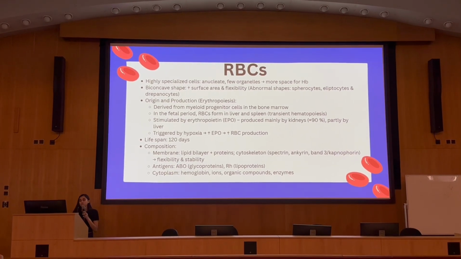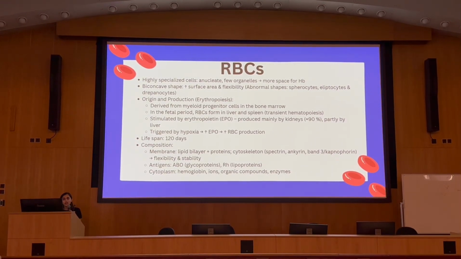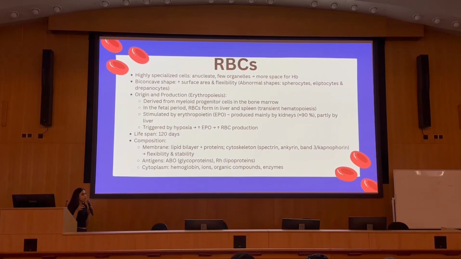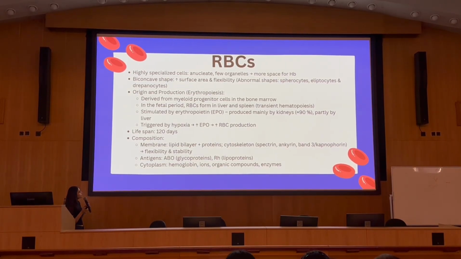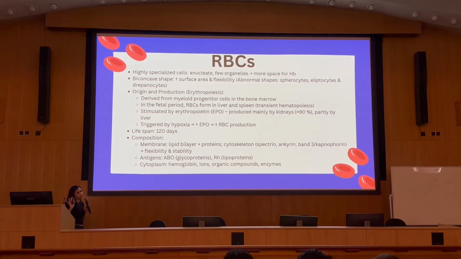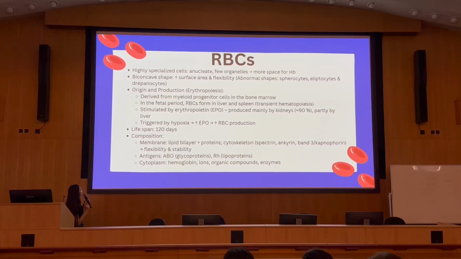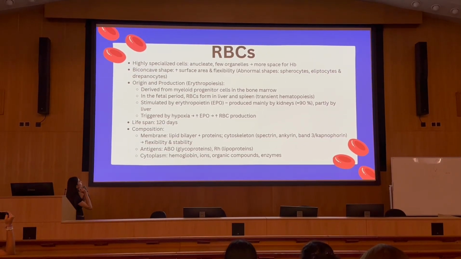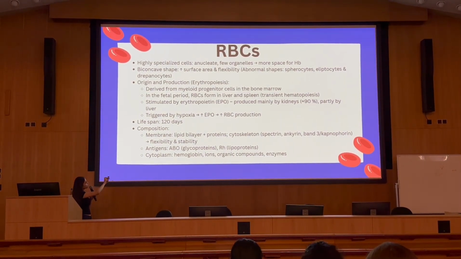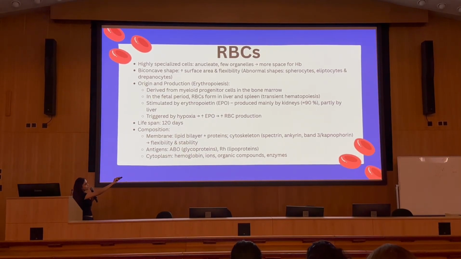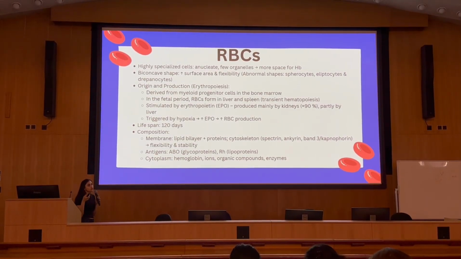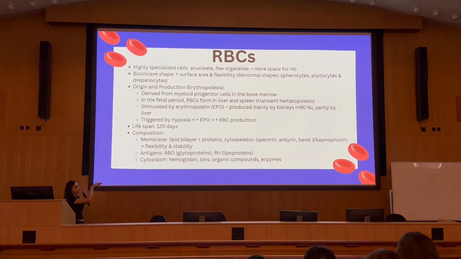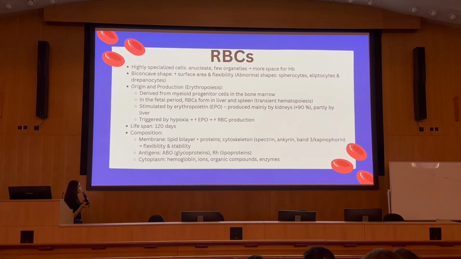Erythropoietin is a hormone that is produced by the kidneys, around 90%, and partly by the liver, and it is also produced by the liver as a major organ during the fetal period. This is not very important, but I was asked a question on it, so I'm just putting it out there. And then the lifespan is 120 days, and the composition. The only thing that you need to remember in the composition is that we have spectrin and ankyrin, which help with the flexibility of the membrane, and the membrane also carries ABO antigens, which determine the blood group.